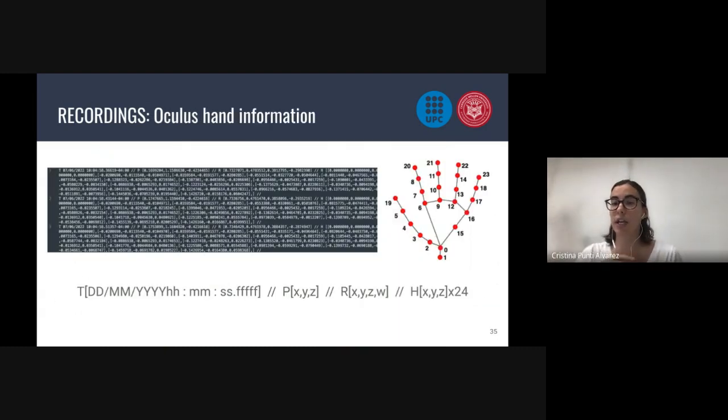Then on another side, as I told you, the important part is the hand information that we could extract from the Oculus. In order to do that, every second we would record the position of the hand, the rotation, and also the different key points of both hands in real time. And all this information would be saved in a TXT file that would look like this. It's kind of insane, the amount of numbers.